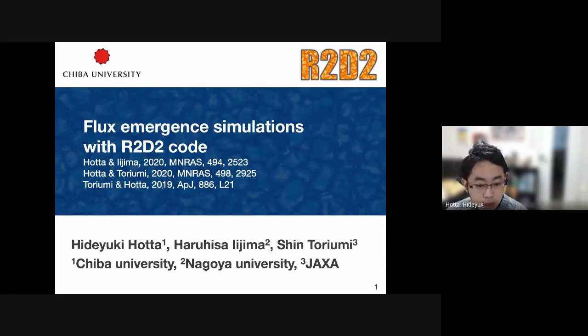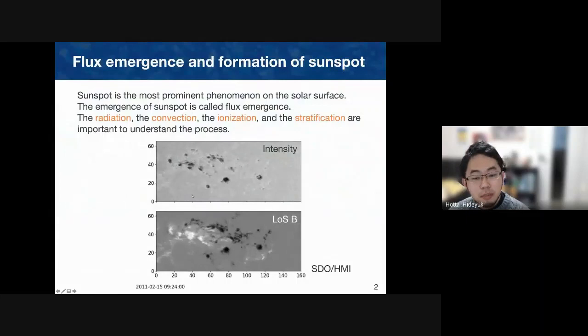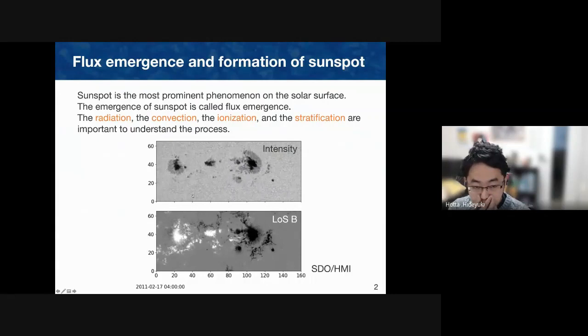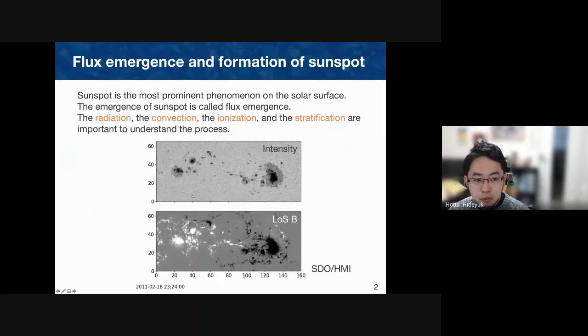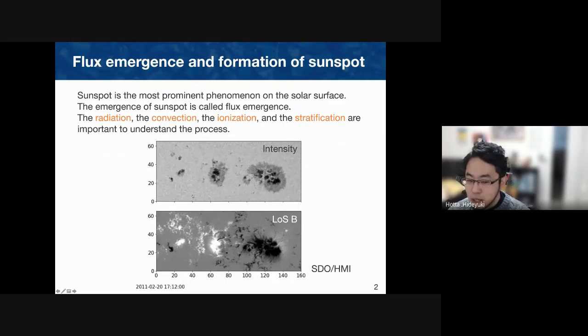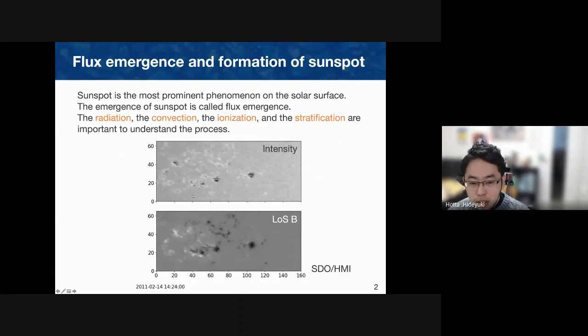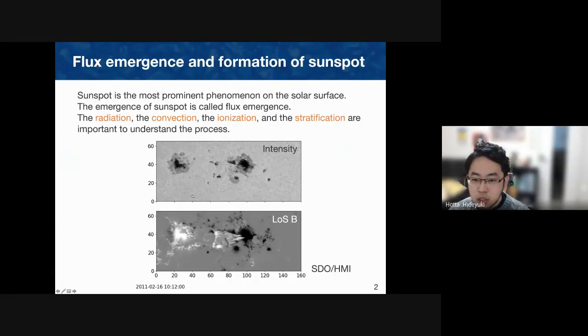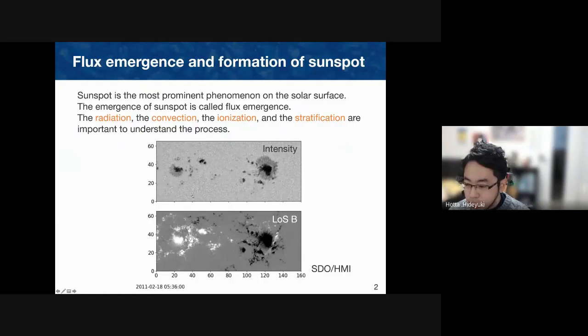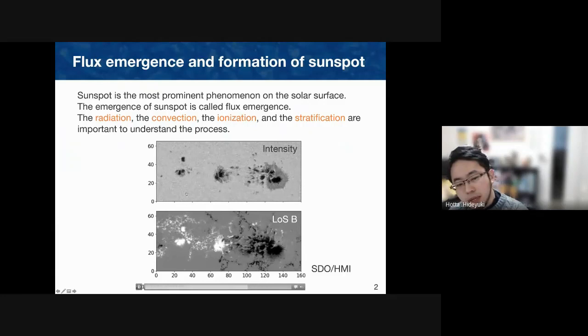Okay, so let's start the presentation. At first, this is a very brief introduction to flux emergence and the formation of sunspots. As you know, the sunspot is the most prominent phenomenon on the solar surface. The emergence of a sunspot is called flux emergence because magnetic flux emerges. This phenomenon involves radiation, convection, ionization and stratification. These are all essentially important, so we cannot exclude any of these processes. But you may know that it is very difficult to include these processes in a numerical simulation.